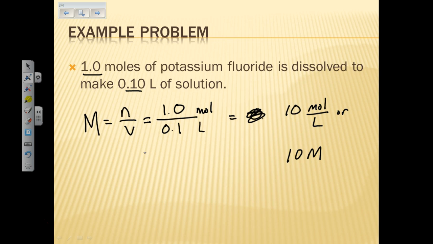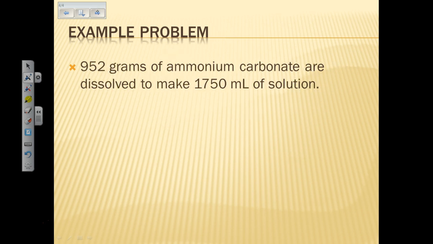But this isn't a real-life problem, because when you're doing chemistry in the lab, you're probably going to be working in grams, and you're also probably not going to be in liters. You're probably going to be in milliliters. So let's take a look at this. We have ammonium carbonate, and notice here we have 952 grams of ammonium carbonate.